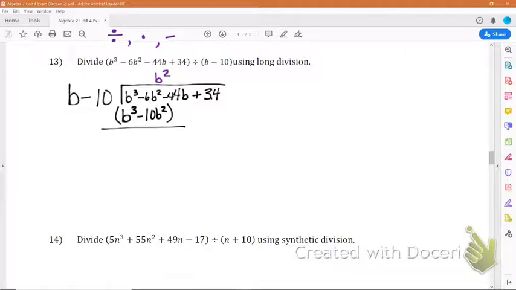And then I'm going to take my B squared times negative 10, which is negative 10B squared. This is the part where people tend to screw up. We are subtracting both of these terms. But they're both negative. Oh, they're positive. I highly, highly, highly suggest you change that to plus and you change the signs in the parentheses. And then you just add straight down. B to the third minus B to the third cancels.